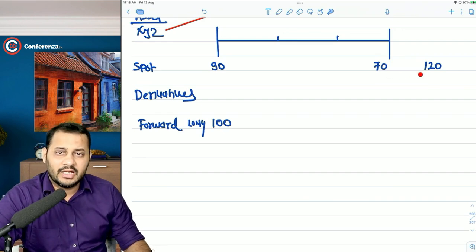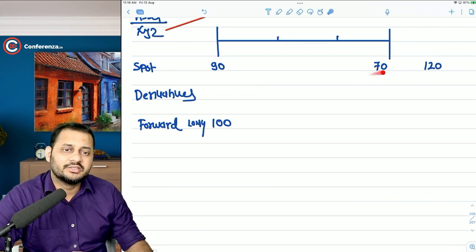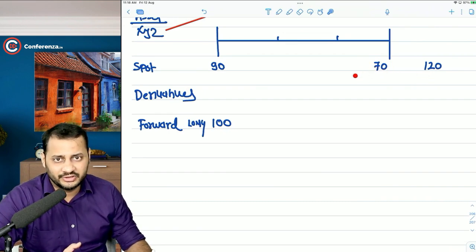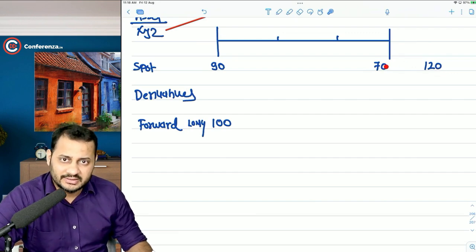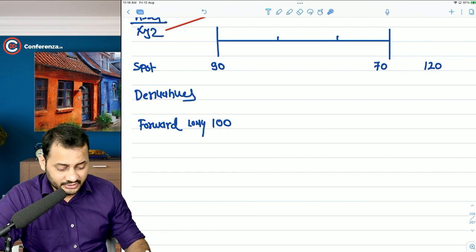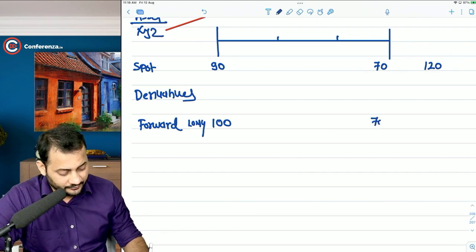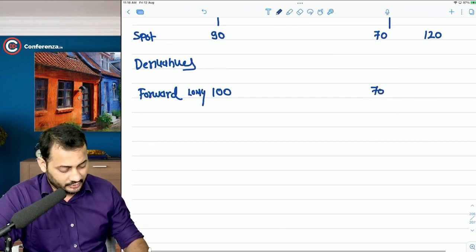Okay. What will happen? There will be only one price. We are considering both sides, the lower side, which is 70, and the higher side, which is 120. Now, if the price is 70 on expiry, due to the convergence effect, the forward price will also be 70. Okay. Now what will happen?